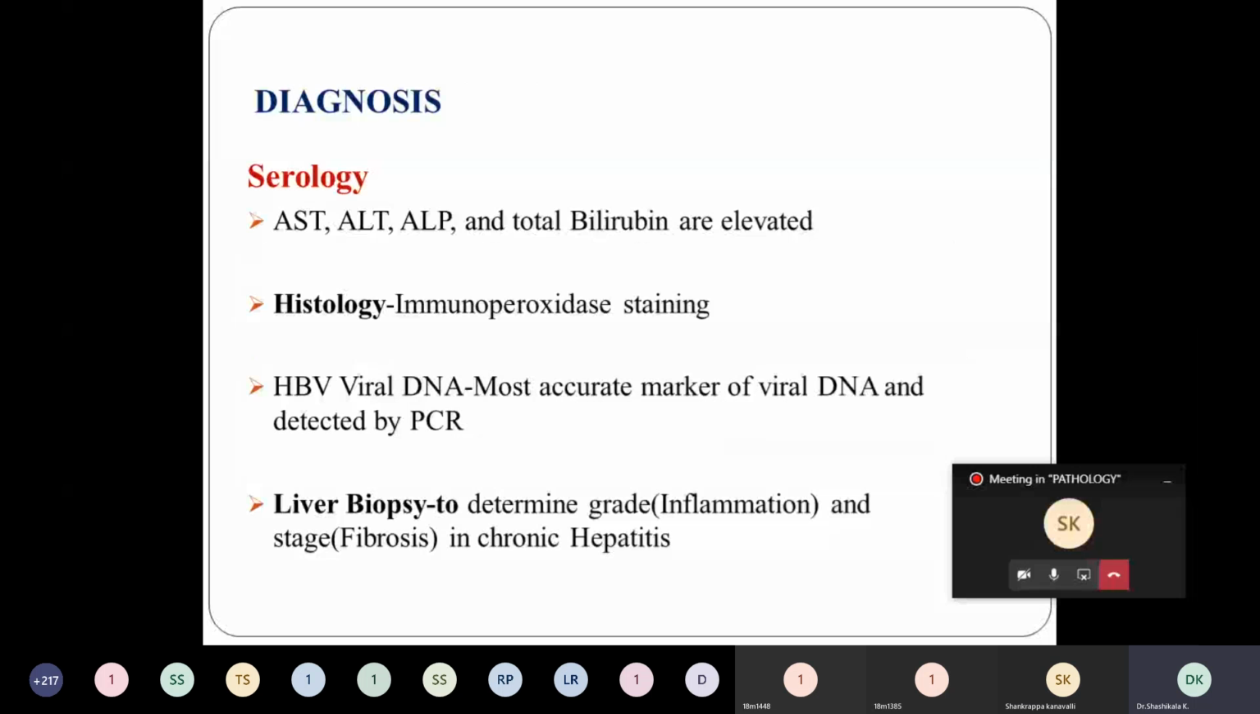So diagnosis is by serological markers, where you have elevated enzymes and total bilirubin is elevated. Histologically, you can demonstrate it by immunoperoxidase stain. Then HBV viral DNA is the most accurate marker and is detected by PCR. So liver biopsy is to determine the grade of inflammation as well as the stage of fibrosis in case of chronic active hepatitis.